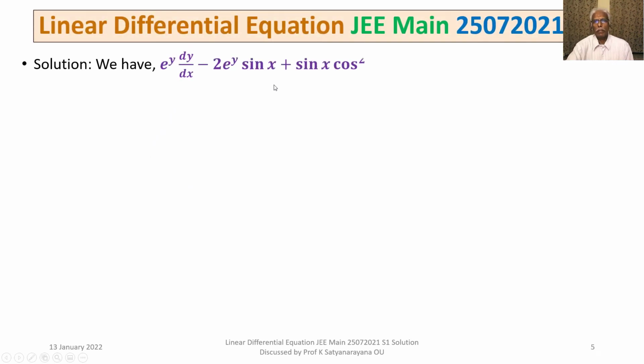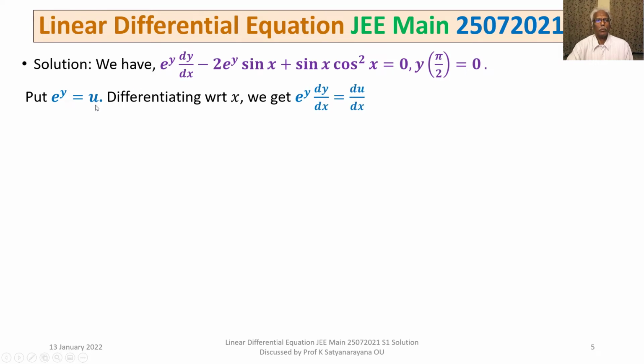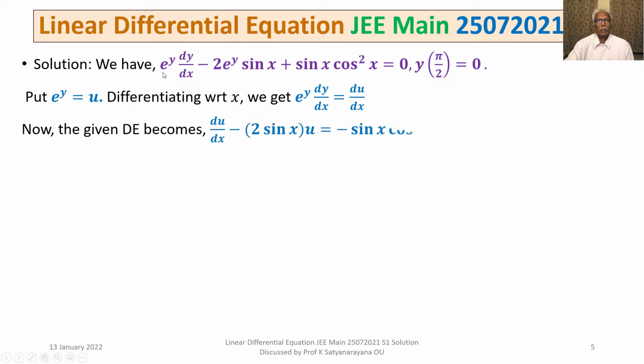We have the given differential equation with the given initial condition. Put e power y is equal to u. Differentiating with respect to x, then e power y dy by dx is equal to du by dx. Now substituting, we get e power y into dy by dx is du by dx minus 2 sin x into e power y is u is equal to, send this to the other side, minus sin x into cos square x. Call this as the equation 1.